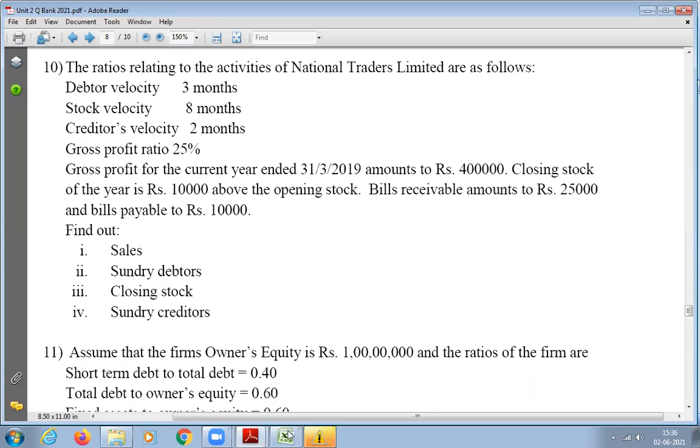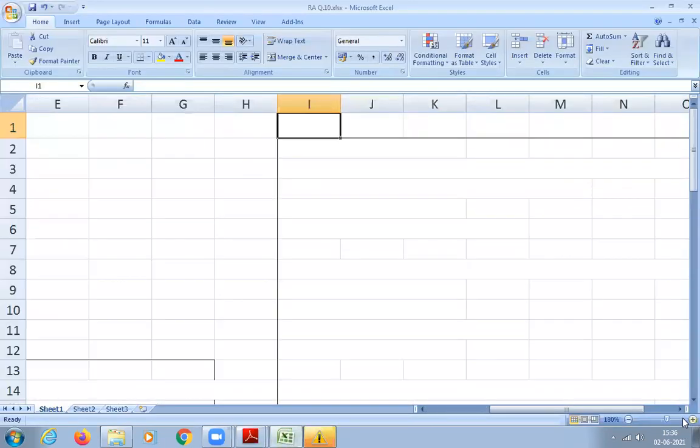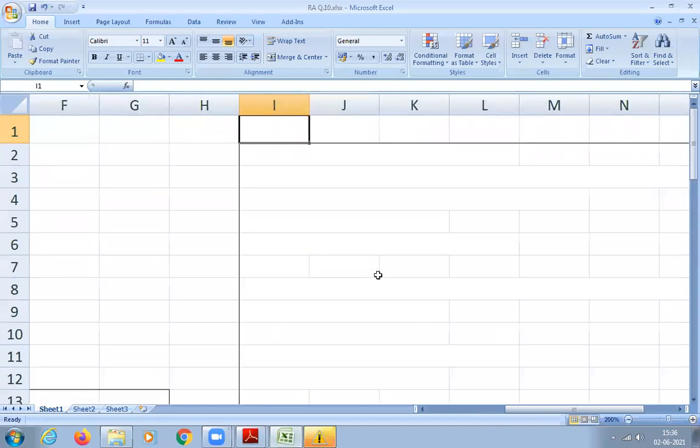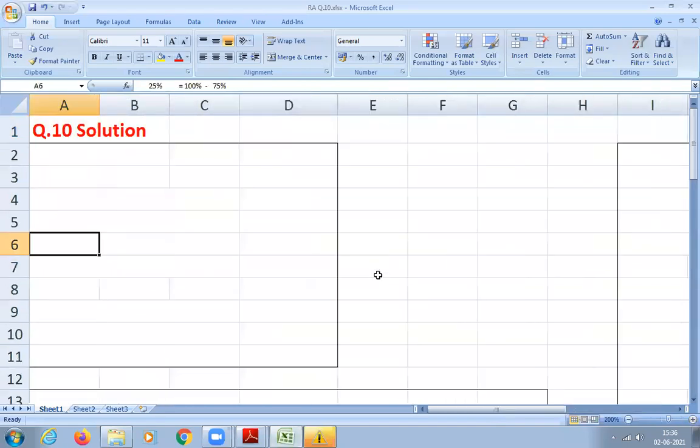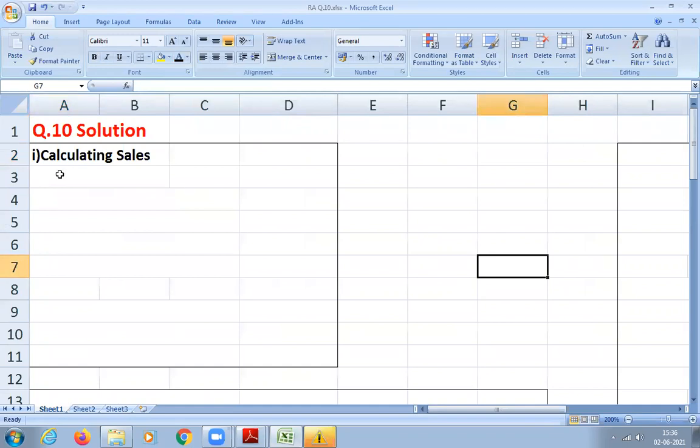Any other answer? So gross profit into 100 divided by 25. Yeah. We will just cross multiply and we will do that. So we have done this many times. It is not a new thing for us. So first you have to calculate sales.